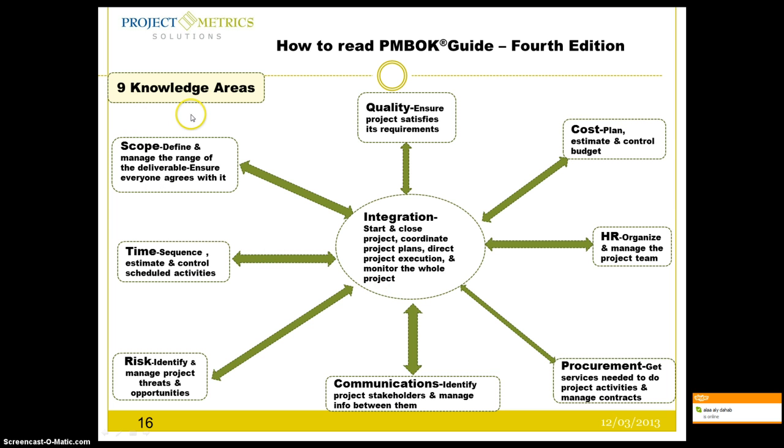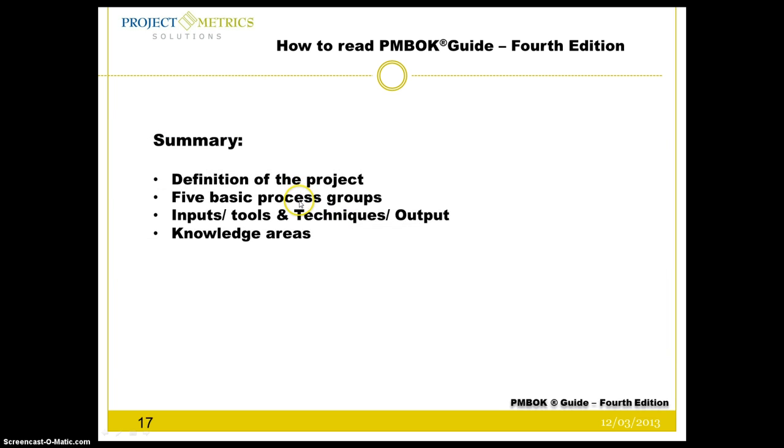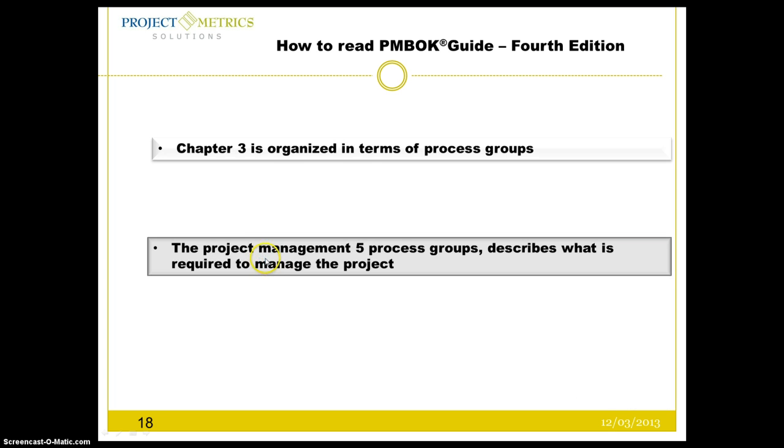So we have 9 knowledge area. We need scope to how to define and manage the range of the deliverable and ensure everyone agrees with it. We need a time schedule to sequence, estimate, and control schedule activities. We need communication plan. We need integration plan. We need quality and so forth. So in summary, that's our topics, definition of the project, 5 basic process group, and so forth.